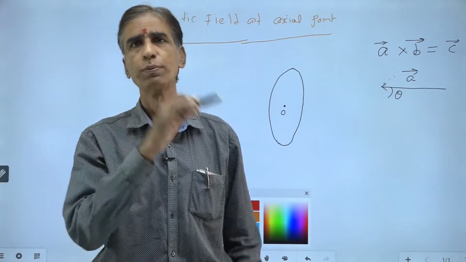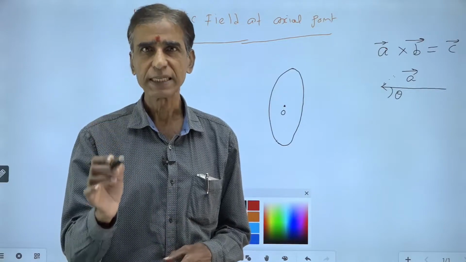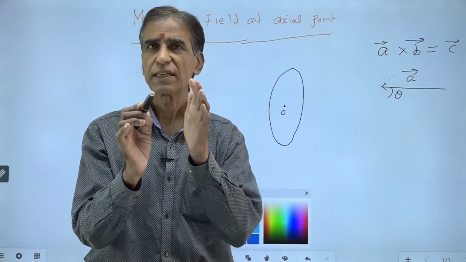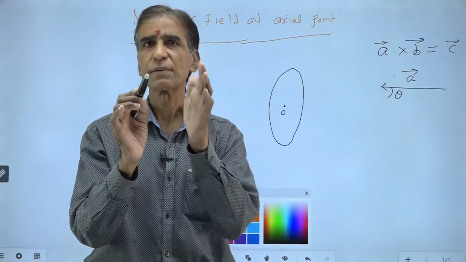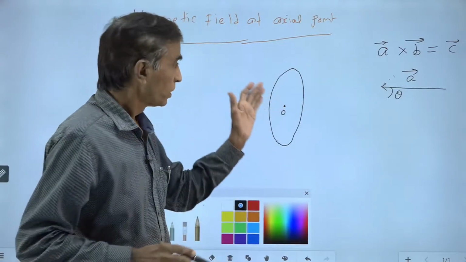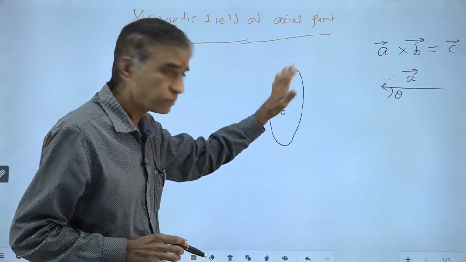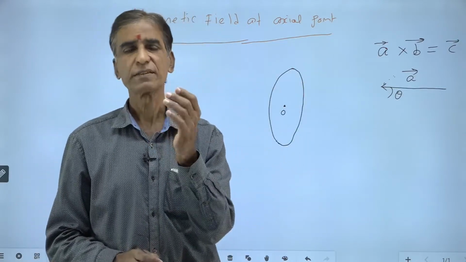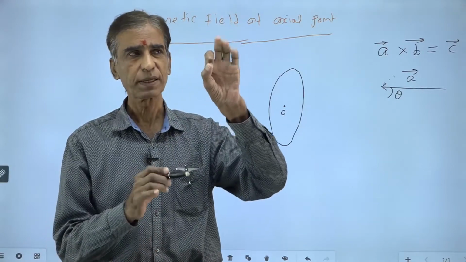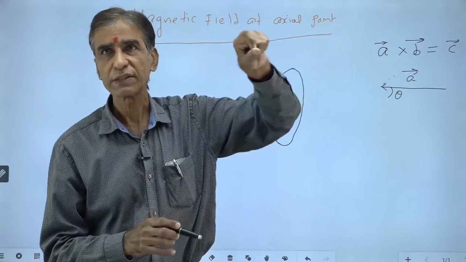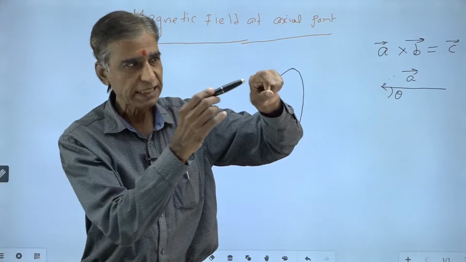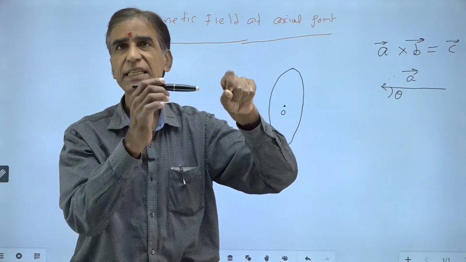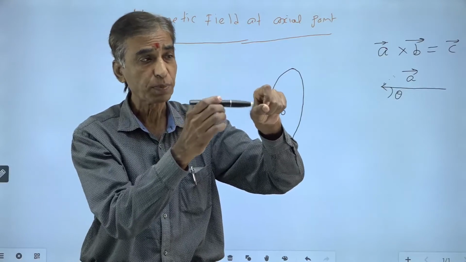Axis means it is a line passing through the center and perpendicular to the plane of the loop. See, the loop is actually on the board. Suppose this is our current loop. This is the center. Now you take a line passing through the center and perpendicular to the plane of the loop.